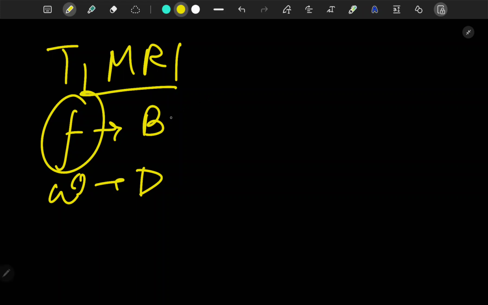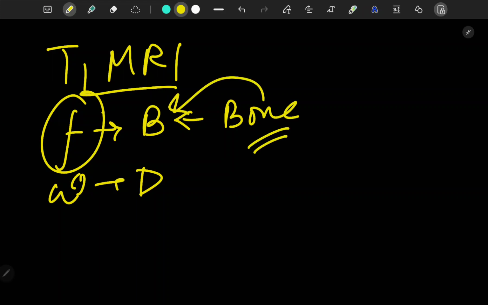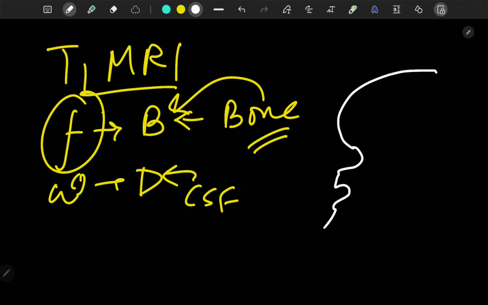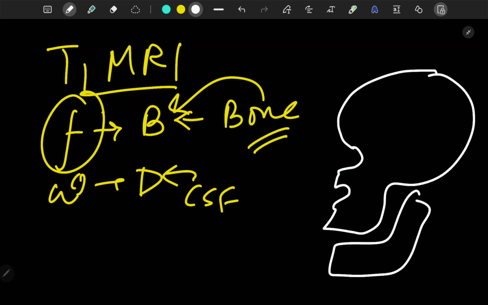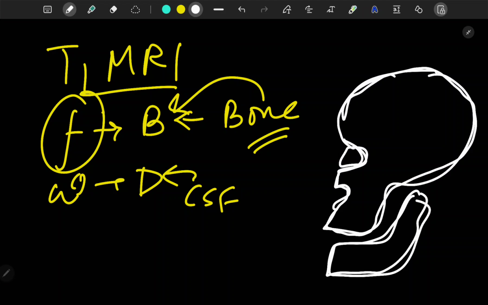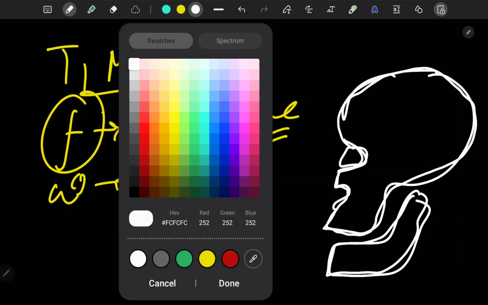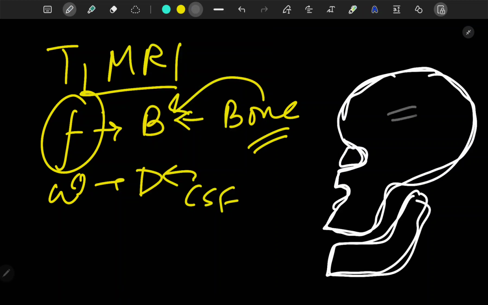In other words, the bones which have the fat will appear bright, not because of the bone but because of the fat. Bones are dark, and everything else, that is the CSF and all that, that will be dark. How will the image be? We will have bright bones, and dark CSF.